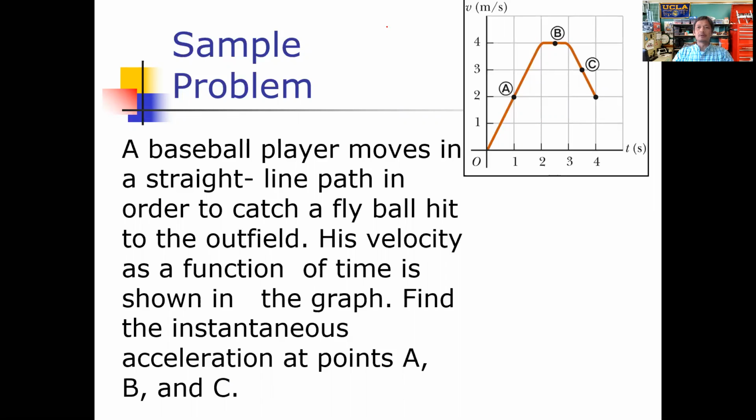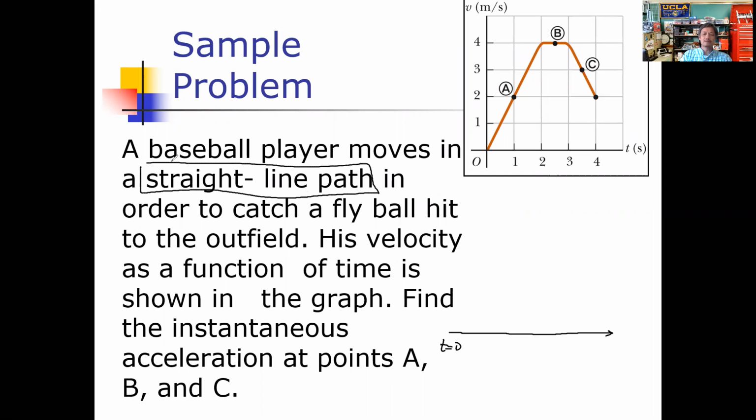Okay, let's draw this picture here. Let's see how this baseball player is moving. We're saying that the baseball player is moving in a straight direction. I'll just draw it right here. At time equal to 0, we'll call this t equals 0, he starts his motion. Remember, we're talking about a straight line path here, so he's not turning. So there's your straight line.